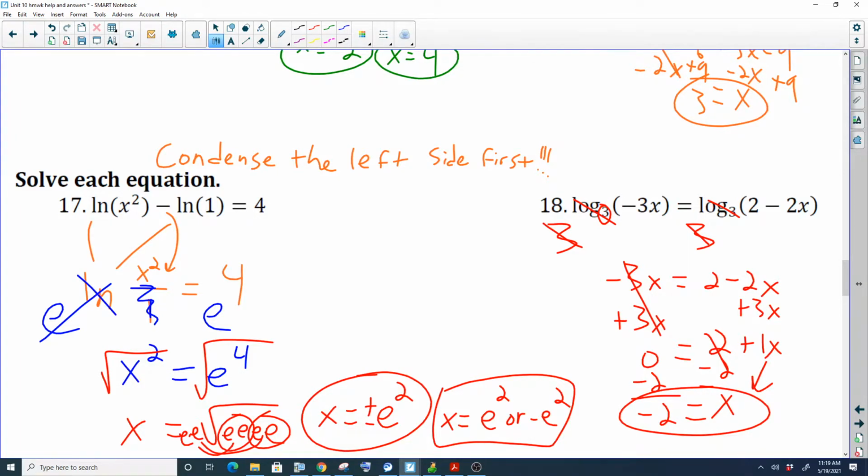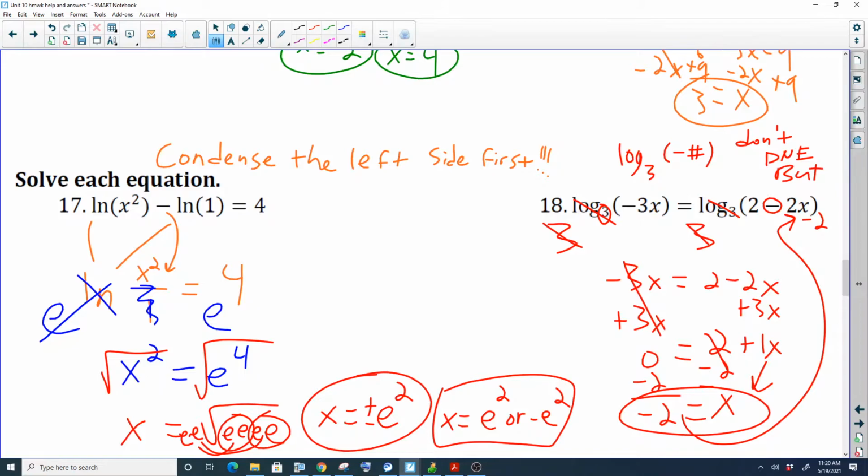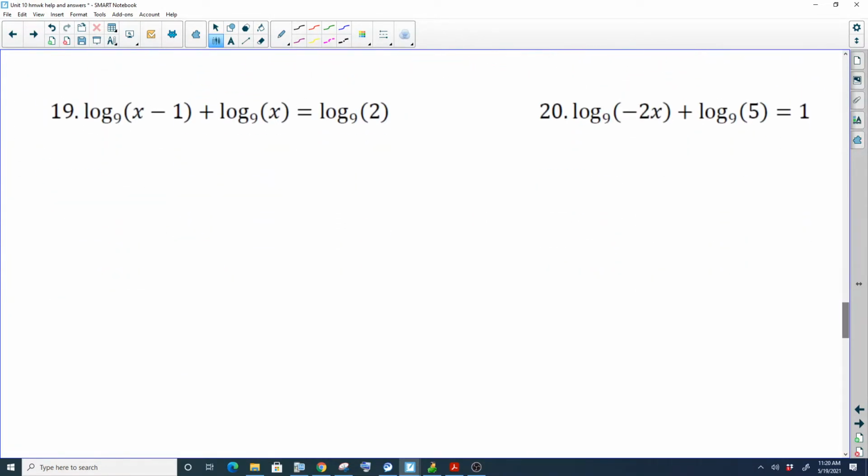Uh-oh, so this could be no solution. If you ever do log of a negative number, don't forget that that's an error in your calculator and that does not exist. But for this particular problem, we're going to plug in that negative 2, and because a negative times a negative is a positive, we get 3 times 2 is 6. So log base 3 of 6 equals 2 times 2 is 4, negative is a positive, and so it's going to be 2 plus 4, which is also 6. So log base 3 of 6 equals log base 3 of 6. So it works.